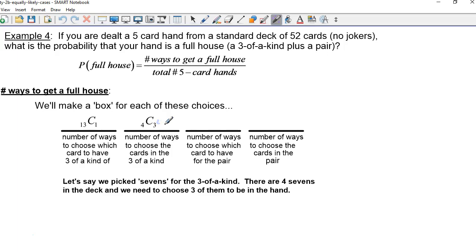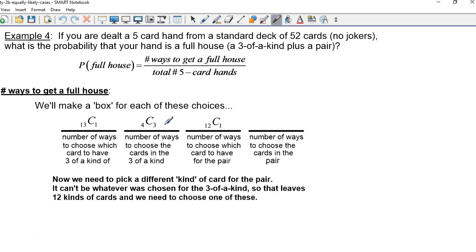Right, and now I can explain more why these are all going to be combinations, because once they're chosen, they just end up in the hand. It doesn't really matter if I picked, say, the 7 of clubs first, and then the 7 of diamonds, and then the 7 of hearts. That would still be the same hand as if I picked the 7 of hearts first, and then the diamonds, and then the clubs. So it's a combination, because the order doesn't matter.